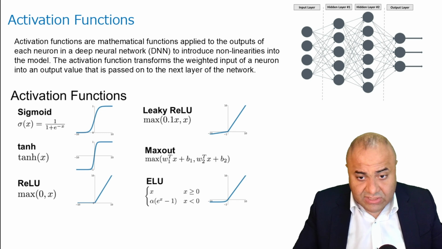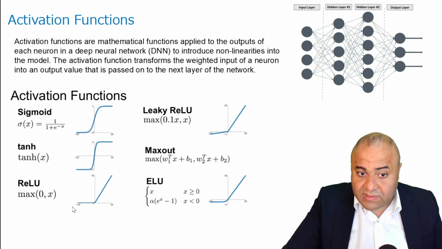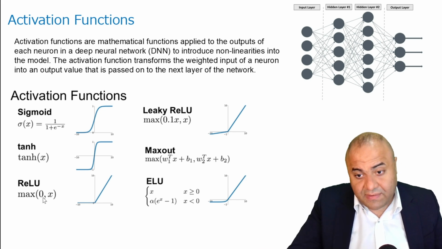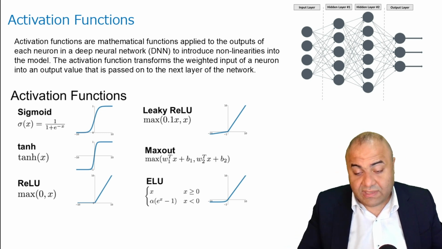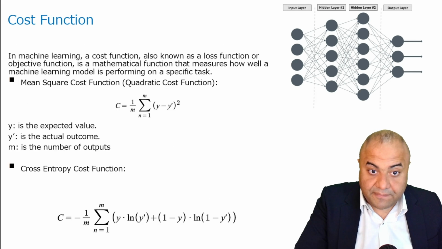Of these functions, I would say that the most commonly used now is ReLU. However, you can see different architectures of neural networks that use different activation functions.